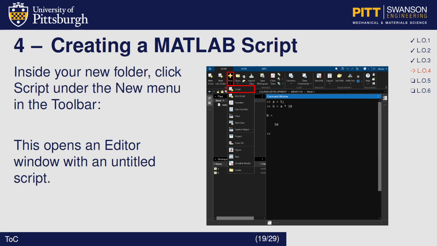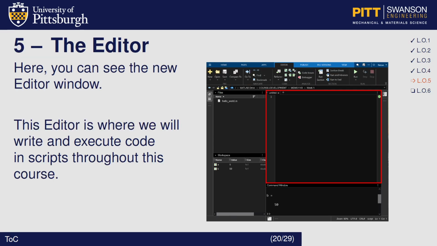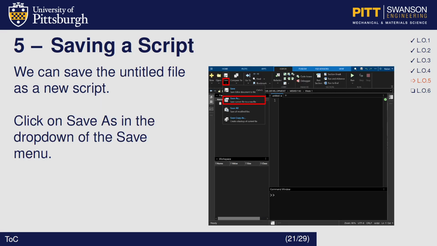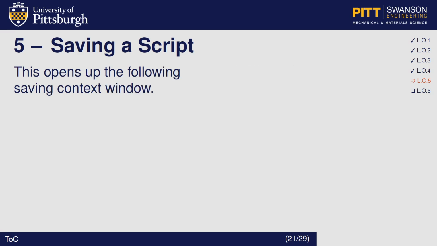This will open an empty editor window with an untitled script. This editor is where we will write and execute code in scripts in this course. The script can also be saved by clicking on Save As under the Save button in the Editor tab of the toolbar. This will open up the following context menu.